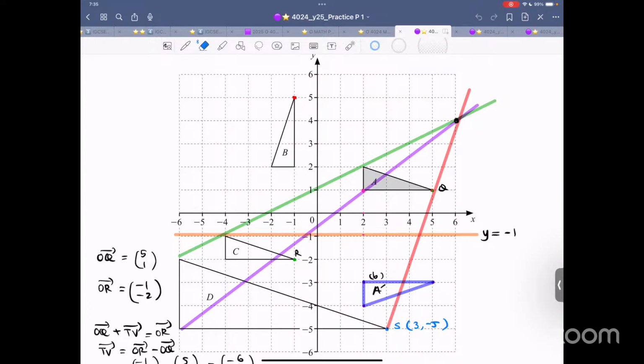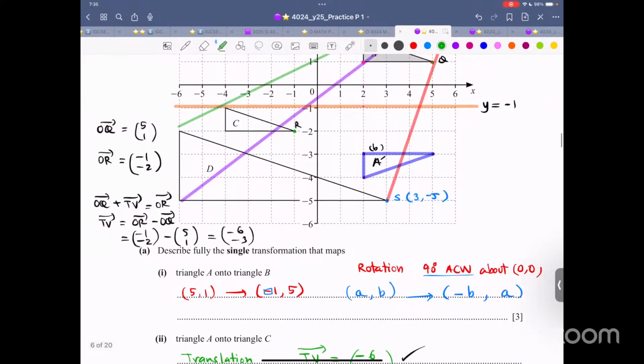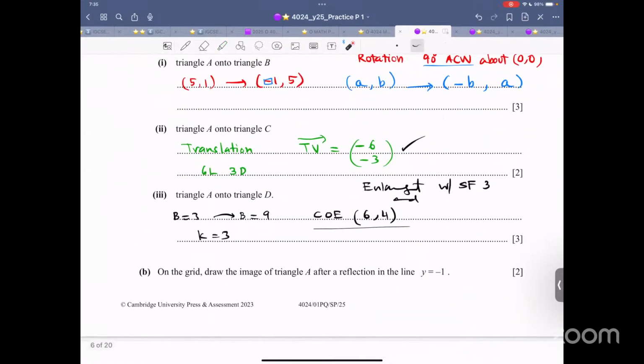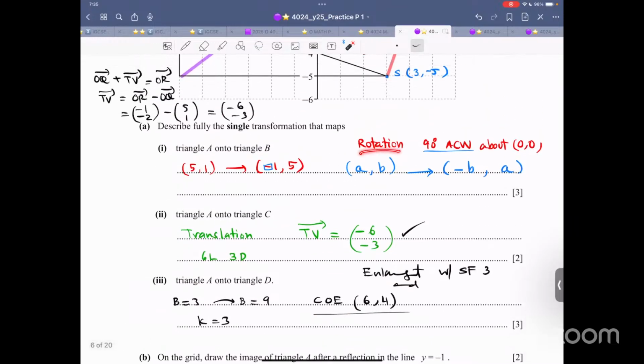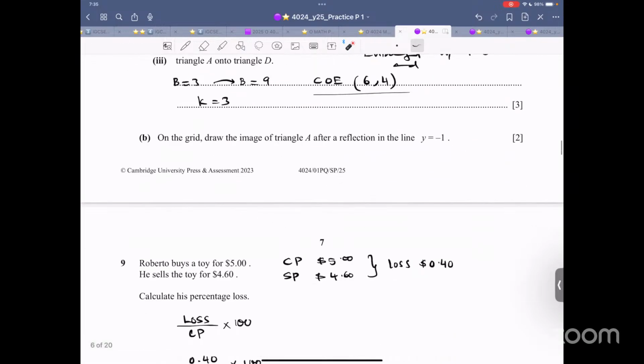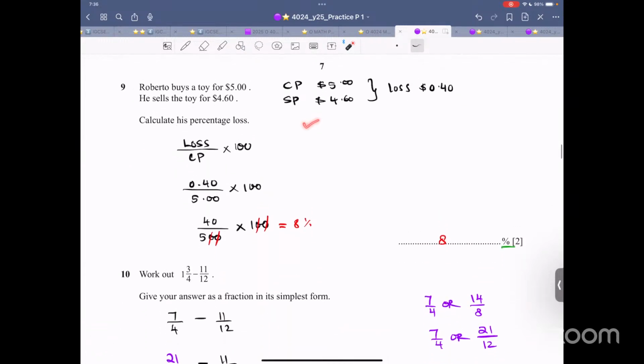Let me just erase this thing. And let me grab a green marker from here. You join corresponding points where they meet. That is the center of enlargement. So it's meeting over here. And then when you write translation, you should write translation vector. When you write about enlargement, you should write center of enlargement. When you talk about rotation, you should state the angle, clockwise or anti-clockwise. Only for 180 degrees, you don't have to write it, because clockwise and anti-clockwise is the same thing, and the center of rotation.